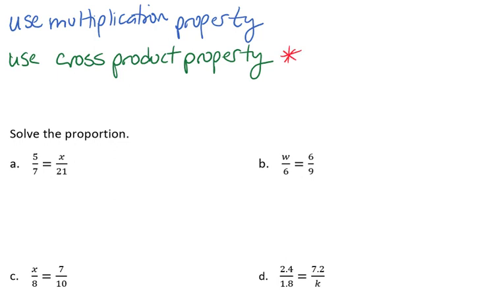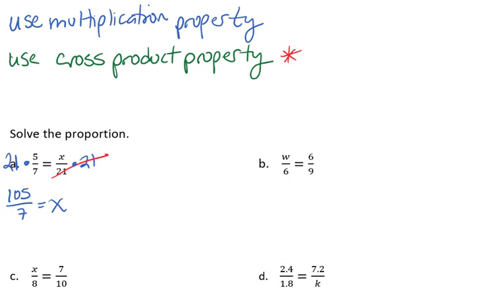If we look at our first example, we have 5 over 7 equals x over 21. So here, if we're using the multiplication property, all we need to do is to get rid of our 21 that's in the denominator. So we will multiply both sides by 21. Doing so will allow us to cancel out the 21s, and then we just need to multiply 21 times 5 over 7. Doing so will give us 105 over 7.